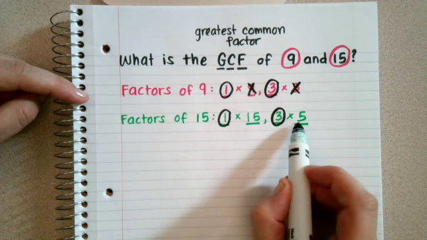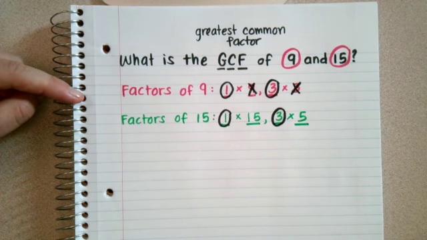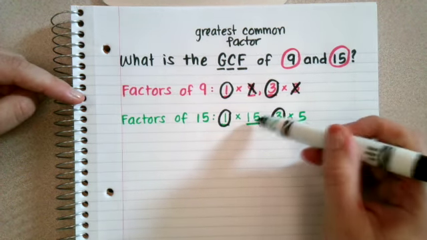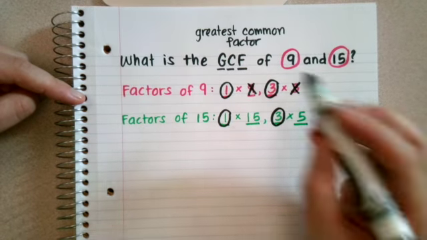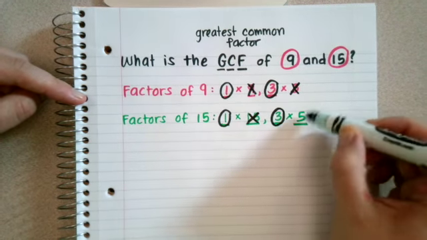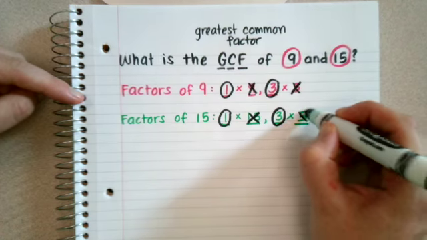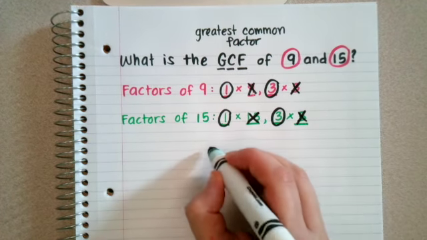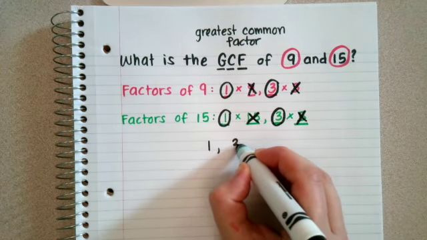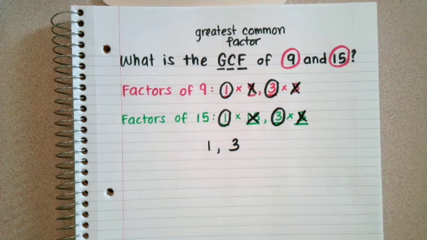So now I'm going to go down here and just check the factors I have left. So 15, of course, is not a factor that they have in common, and neither is 5. So now I have the common factors 1 and 3. Those are the two factors that these numbers have in common.